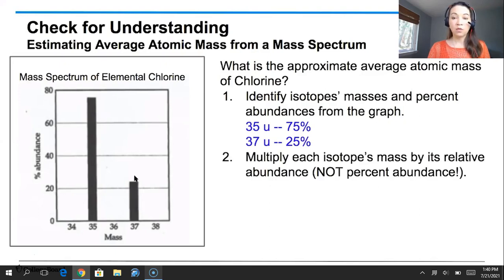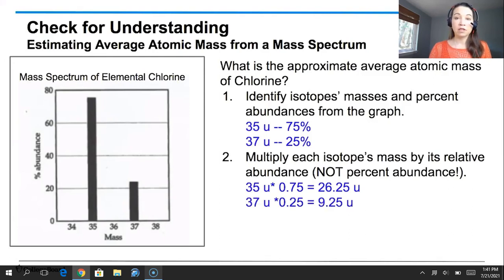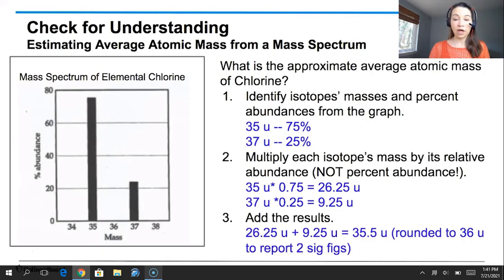Next up is we multiply each isotope's atomic mass by its relative abundance, which is the percent abundance divided by 100. So 35 atomic mass units times 0.75 and 37 atomic mass units times 0.25. And then to find the approximate average atomic mass, we add the results. And when we do that, we get 35.5 atomic mass units.